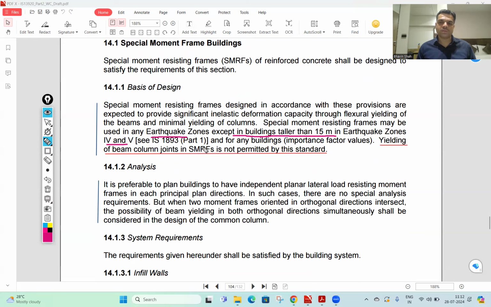And for any buildings having, let's say, importance factor values, values to be mentioned here, I think. So this restriction, again, is in line with the IS 1893 Part 1 draft document. And yielding of beam column joints in SMRF is not permitted by this standard. I think this limit is quite stringent according to me. So this may be revisited, relooked according to me.